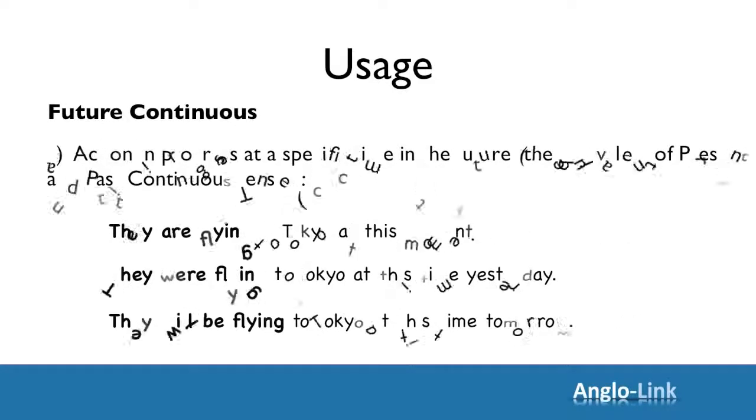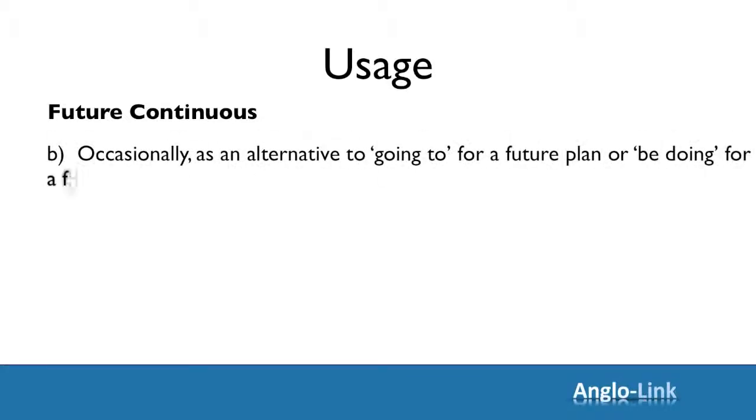Now, the second usage of the future continuous is occasionally an alternative to going to for a future plan or be doing for a future arrangement. We looked at these future forms, going to and present continuous, in lessons 6 and 7. If you haven't watched those lessons, I recommend that you review these tenses using those two videos.